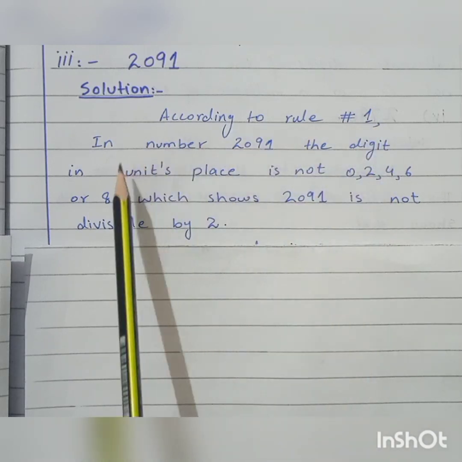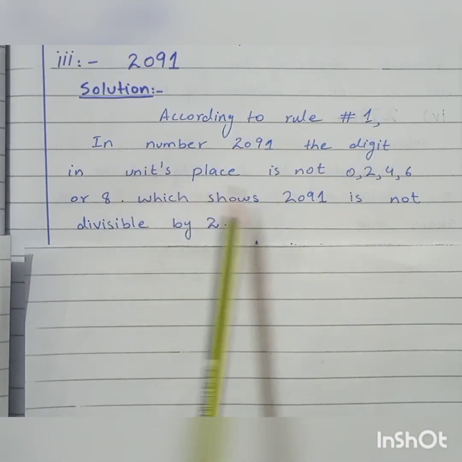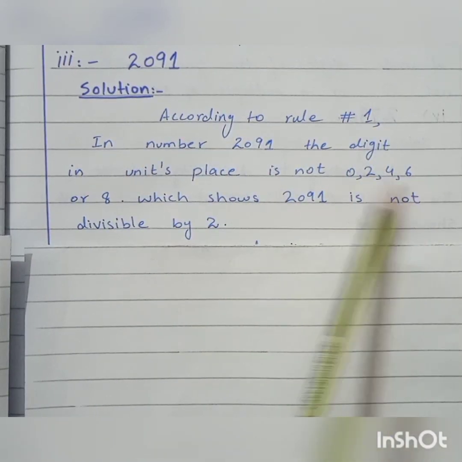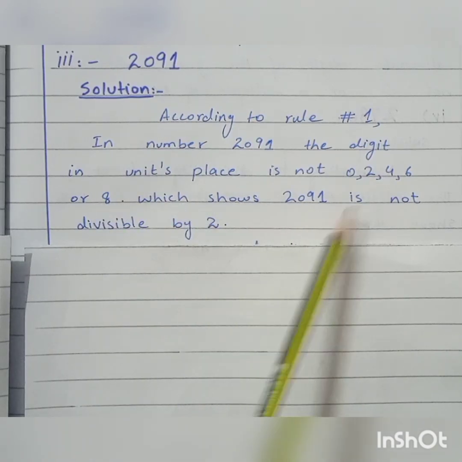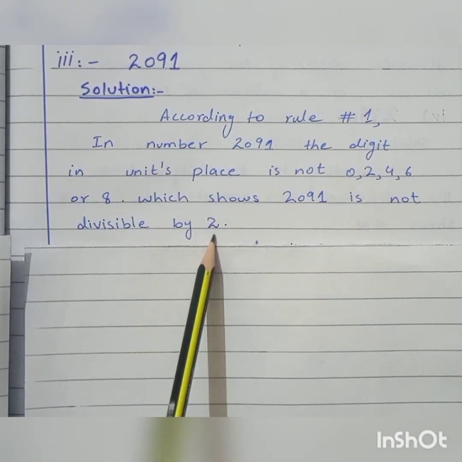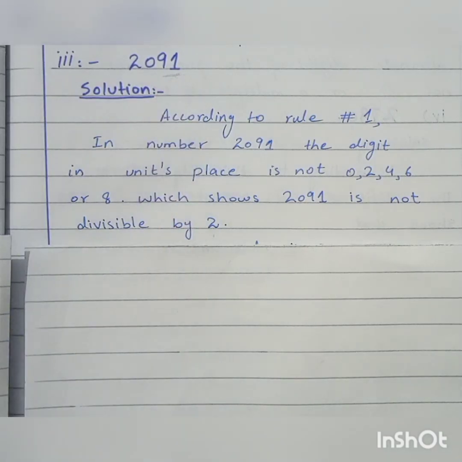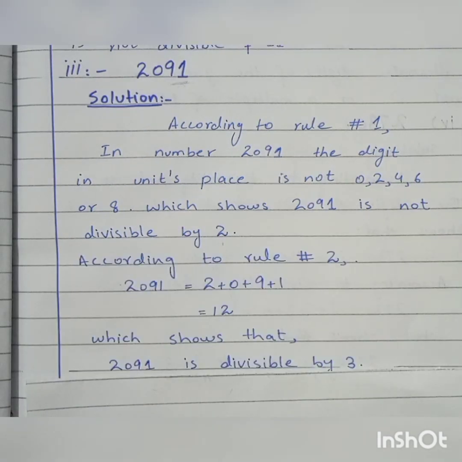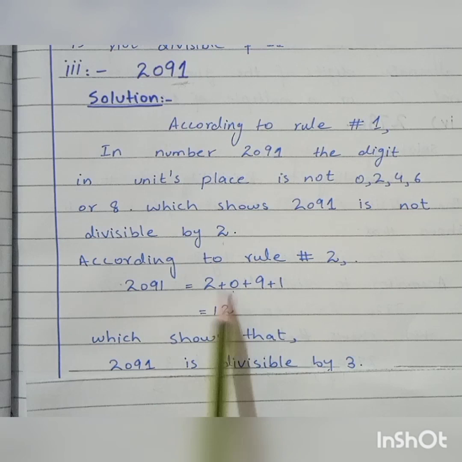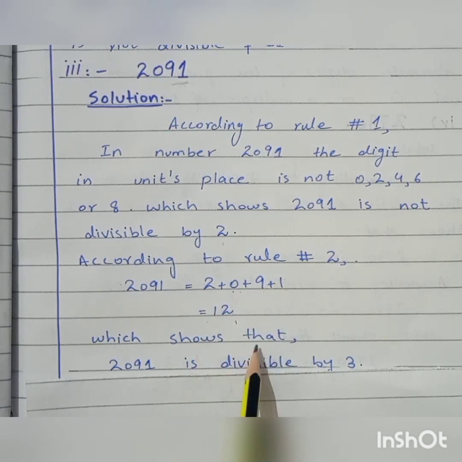According to rule number 1, in number 2091, the digit in unit place is not 0, 2, 4, 6 or 8, which shows that 2091 is not divisible by 2. You can easily see that the last unit place number is 1, so the number is not divisible by 2. According to the rule number 2, when we add these numbers 2, 0, 9, 1, we obtain 12, and 12 is a multiple of 3. So we can say that 2091 is divisible by 3.